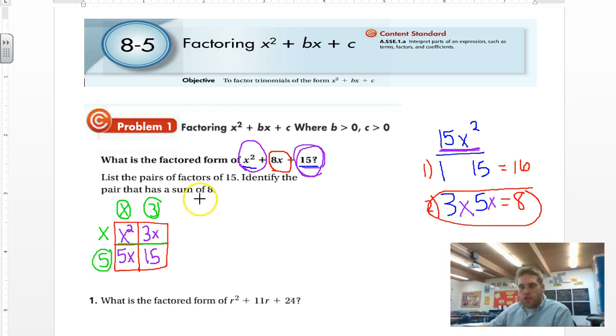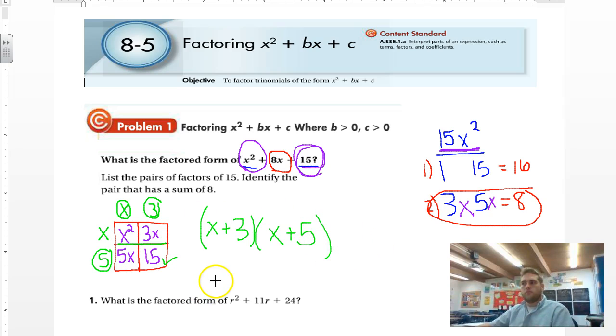So it's just like we just did with the box. Everything's still, we're just doing it in backwards order. Now, there's a built-in check this way. Is 5 times 3 15? Sure is. So my final answer is (x + 3)(x + 5). Okay, so that is my final answer.